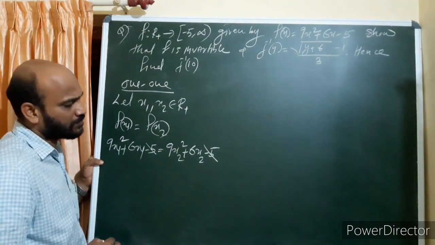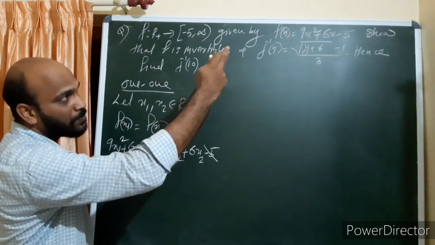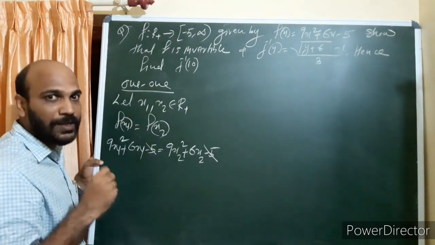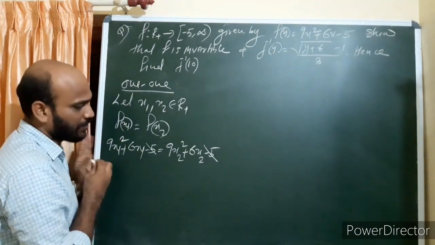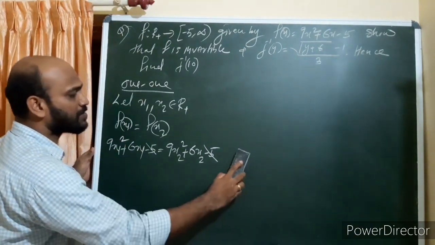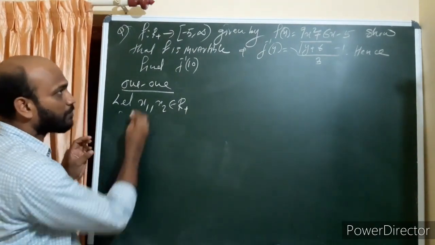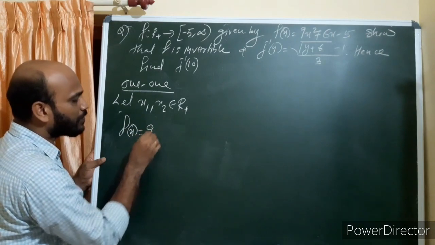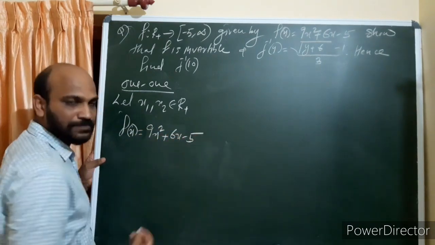different. So if a function is a quadratic polynomial, first you have to change the function by using the completing the square method. After that you have to go for this method. So our first step is the completing the square method. Okay. So f of x equal to 9x square plus 6x minus 5.